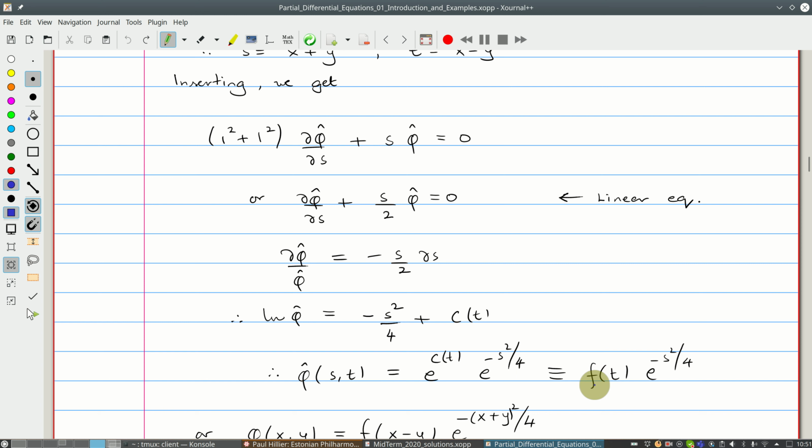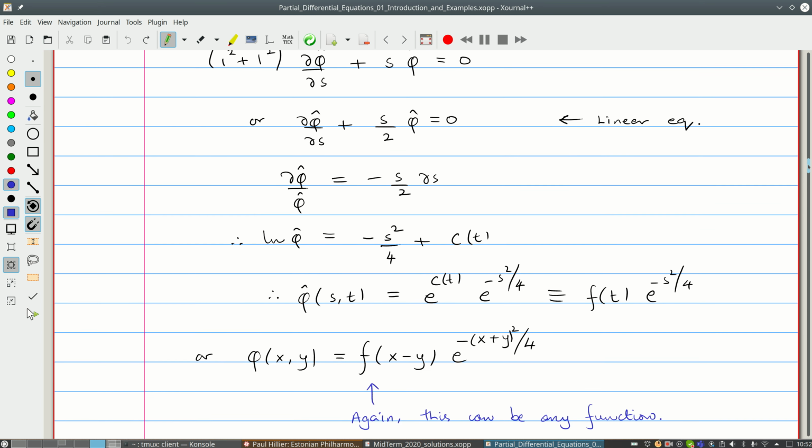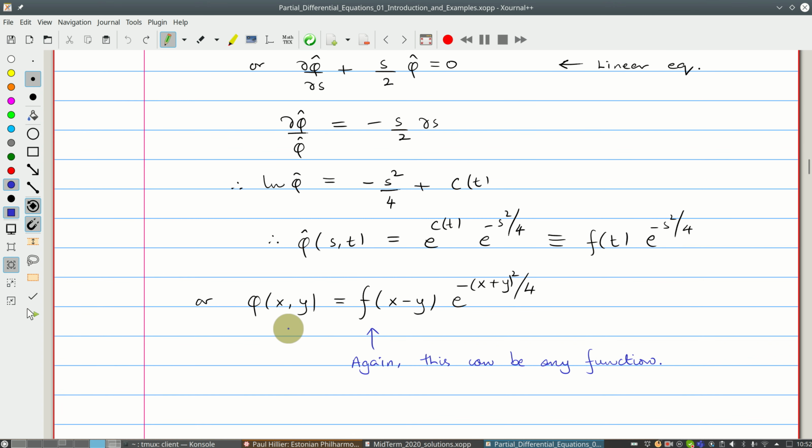Alright, so we can write e to the c(t) as some function f of t. The general solution then is given by some function f of t, which we do not know, times this exponential of e to the minus s squared over 4. And we can go back into the x and y coordinates to write φ as a function of x and y, given by this function of x minus y, since t is x minus y, times this exponential of minus (x plus y) squared divided by 4.